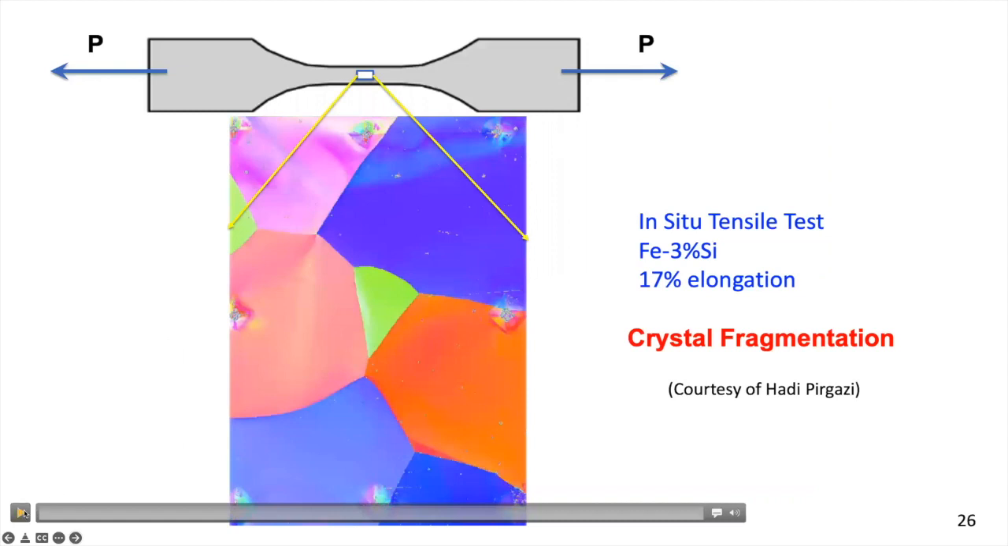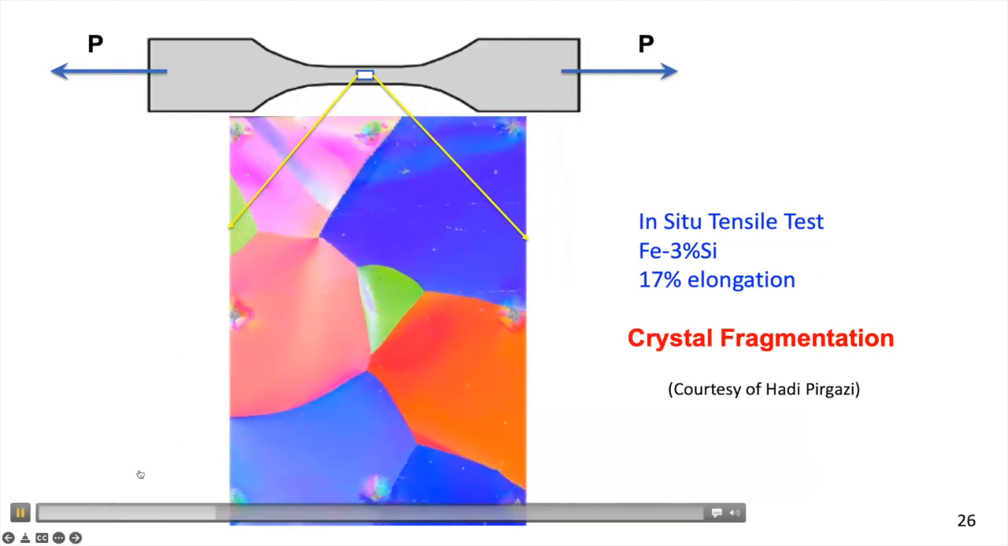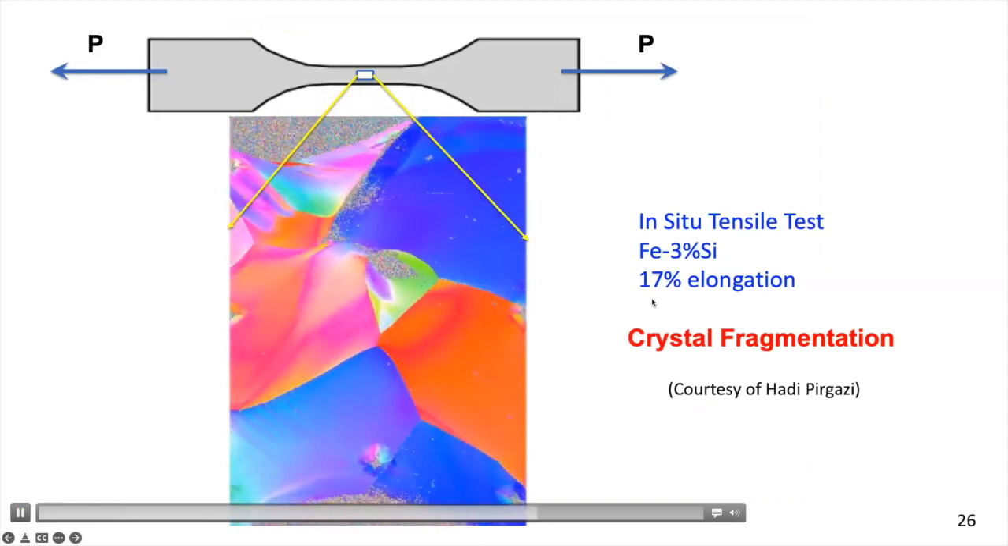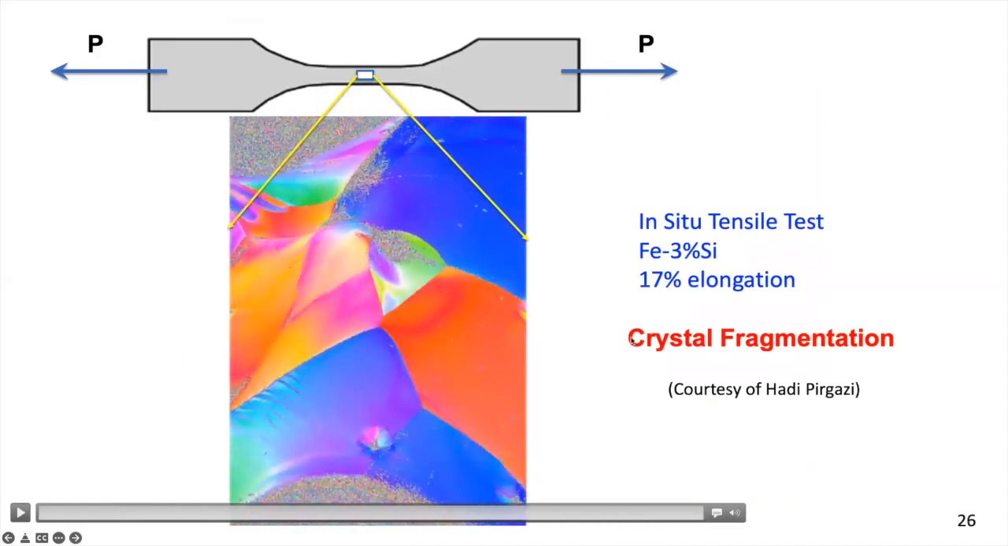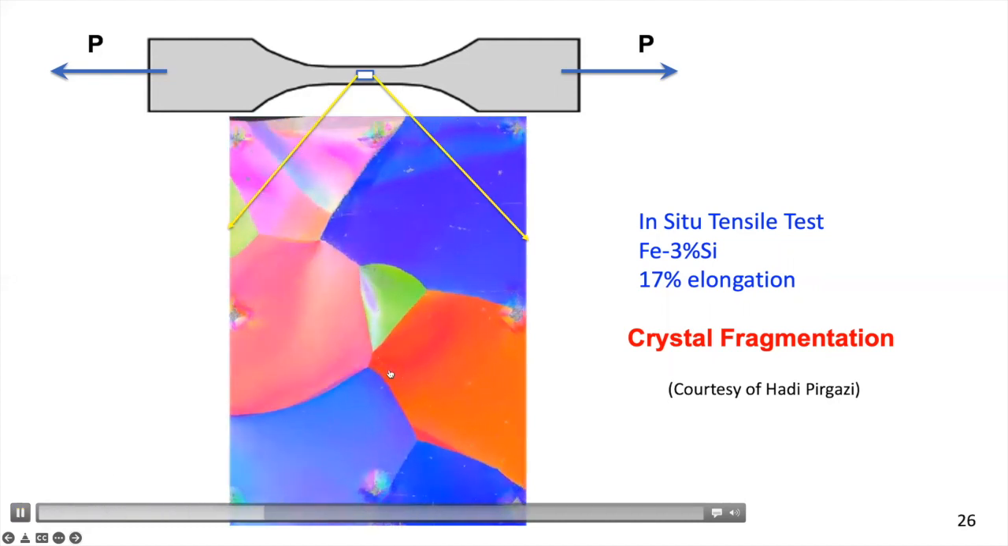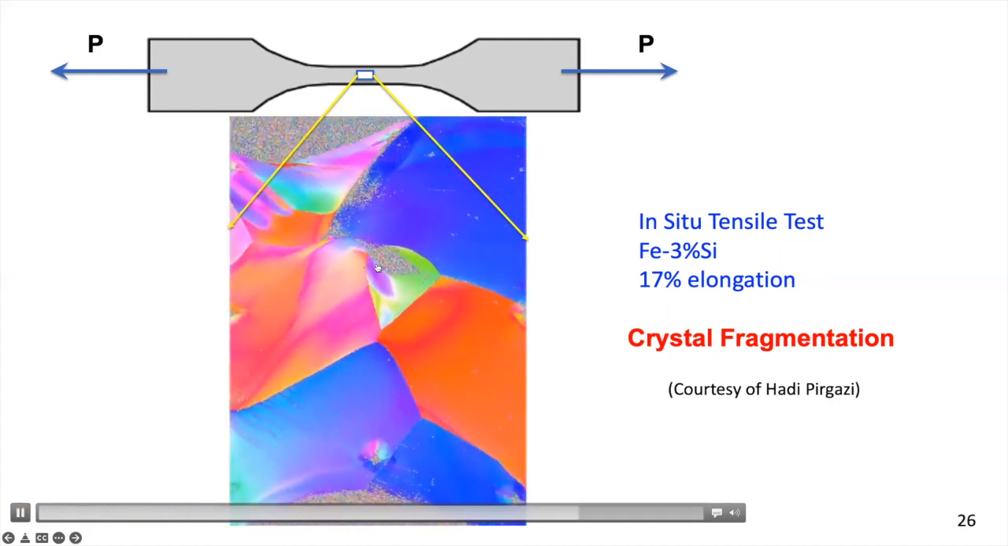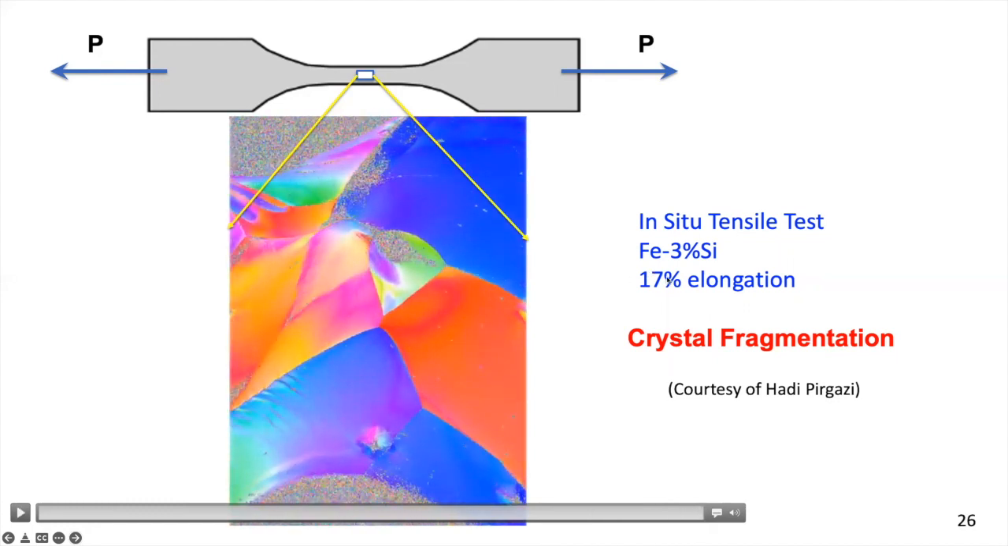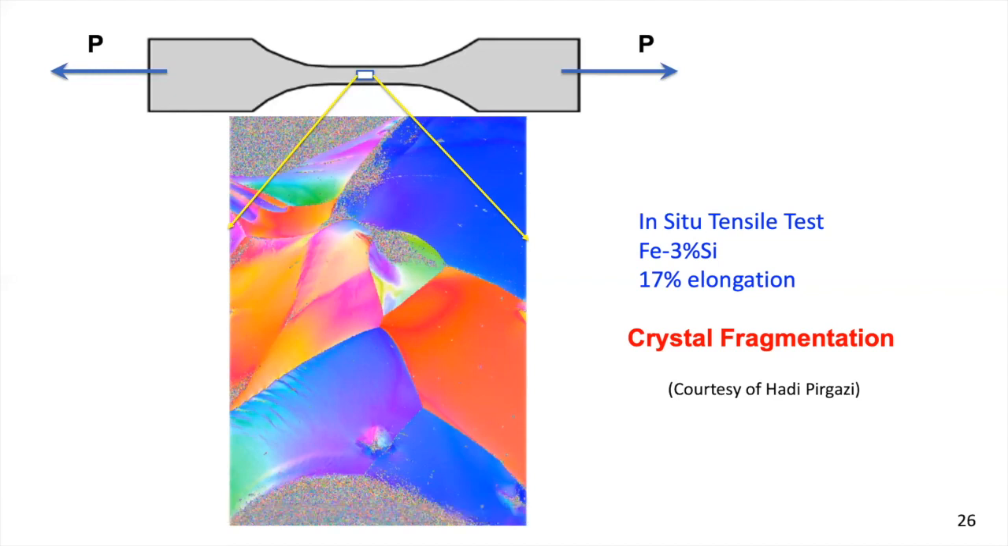This is an in situ tensile test on an iron 3% silicon, 17% elongated. And here you can clearly see how crystals really fragment. This is what we call an oligocrystal, a material with very large grains. So the entire section here is of the tensile test sample. And you can see that where originally the grains had a uniform color, even after 17% strain, which is not that much, you already have high angle grain boundaries forming. So we call this phenomenon crystal fragmentation.